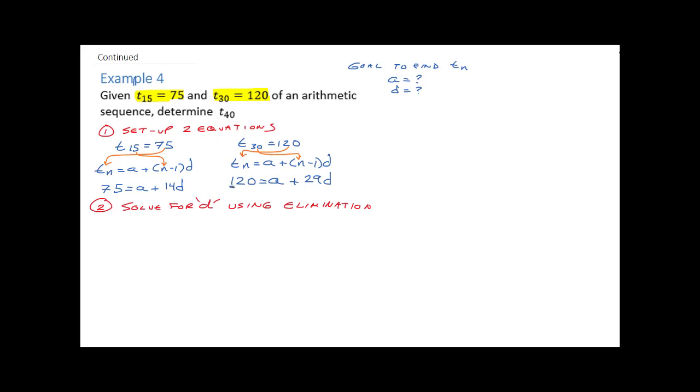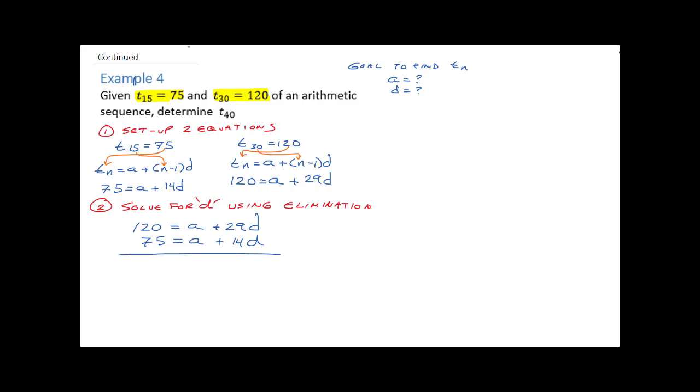I guess I'll put the one with the bigger numbers on top. So I got 120 equals A plus 29 times D. And let's put the other one on the bottom: 75 equals A plus 14 times D. Now, why am I using elimination?